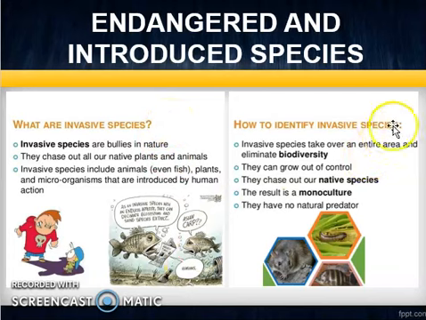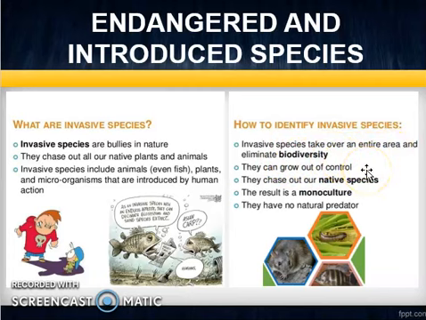How to identify invasive species? In terms of method, the first characteristic is that invasive species take over an entire area and eliminate biodiversity.